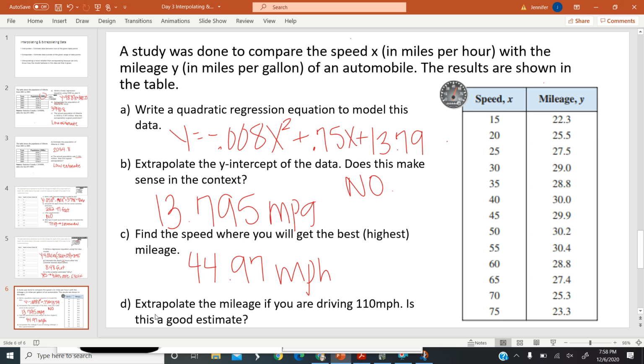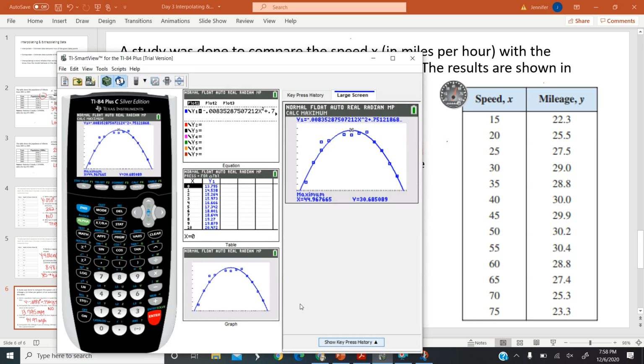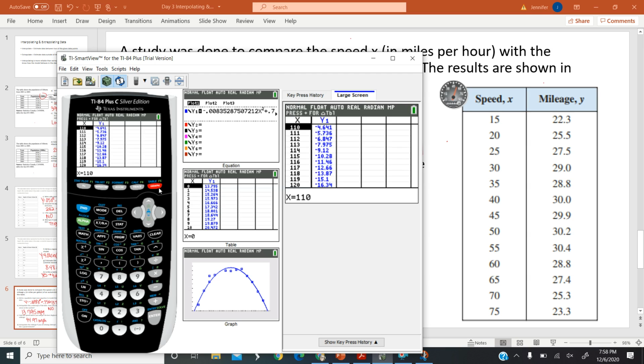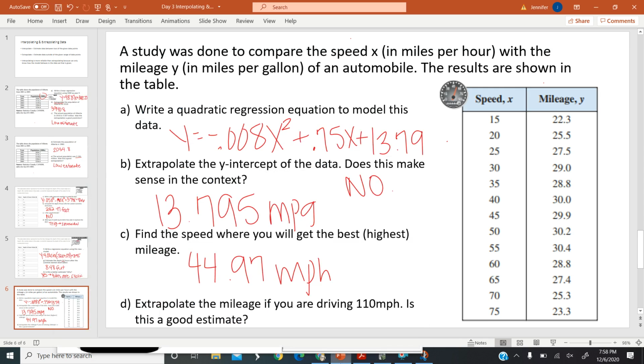And then it wants me to extrapolate the mileage if we're driving 110 miles per hour, which is obviously not a recommendation, but we're going to go ahead and extrapolate that. So coming back to this, I'm again just going to change my table so that I can see where it is. So table start, I'm going to put at 110 and press second graph to get to my table. And it tells me I would be getting negative 4.6 miles per gallon. So I'm going to come back in and say the mileage would be negative 4.6 miles per gallon.